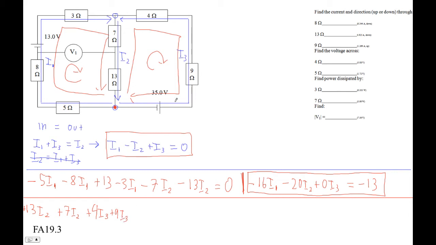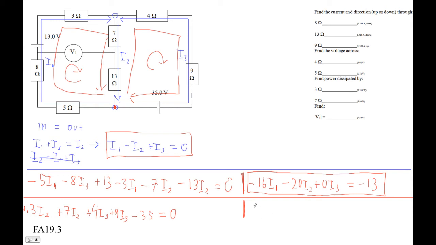Oh, now I'm going through a battery, but backwards, right? So I'm going from positive to negative. So that's minus 35 is 0. Okay, let's just double check this. Plus 13 plus 7 plus 4 plus 9, 35. Okay. And then let's turn that into a matrixable form.